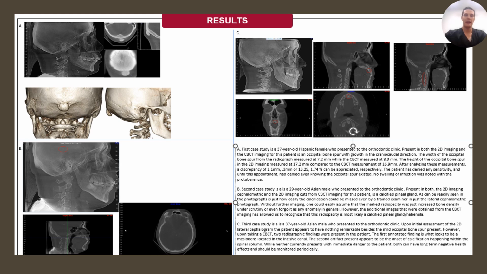In case A, you can see that she has an occipital bone spur. In case B, we're looking at a calcified pineal gland. And in case C, we're looking at somebody who has a tooth and incisal canal and also shows calcification in the vertebrae. So you can see a nice little overview: we have taken a lateral ceph for each one of these 3 patients, and then we've also taken CBCT imagery with various cuts to be able to further see these pathologies.